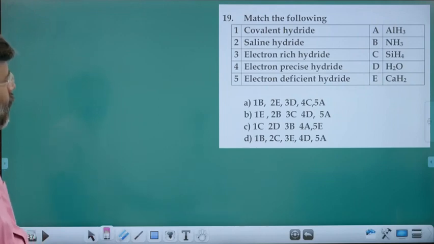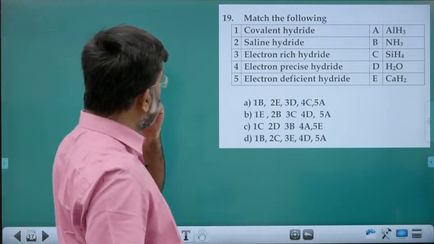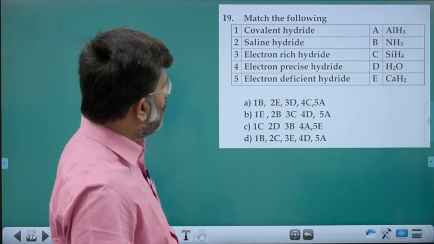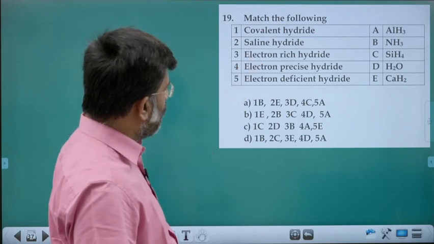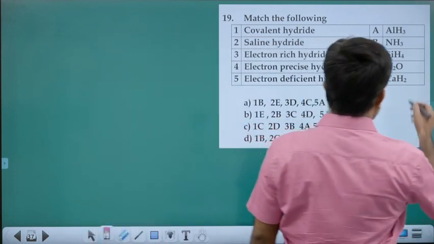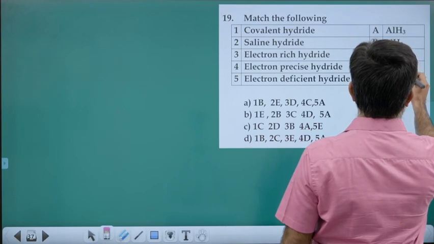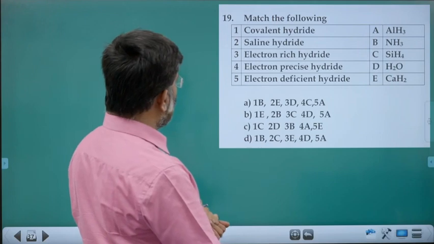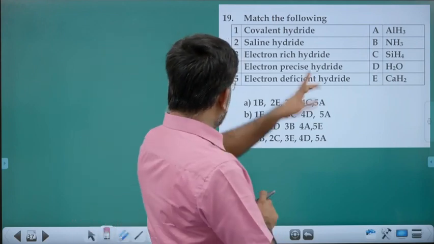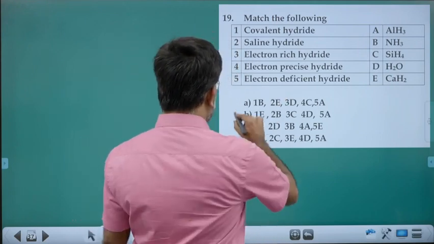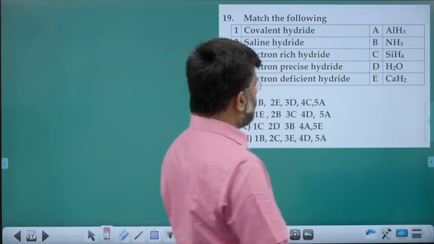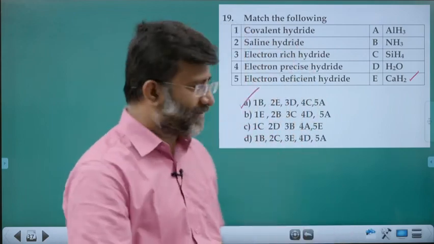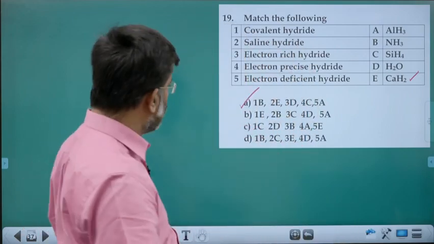Again matching. Covalent hydride. Ammonia is covalent. Silicon hydride is covalent. See, except this, all are covalent. Saline hydride, 2 will be E. So only one choice. Saline hydride, only one, calcium hydride. 2 with the E, you get your answer. The others can have multiple combinations.